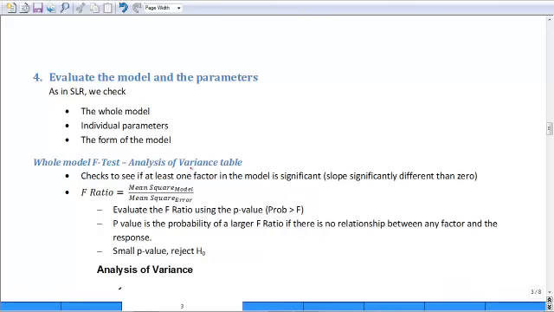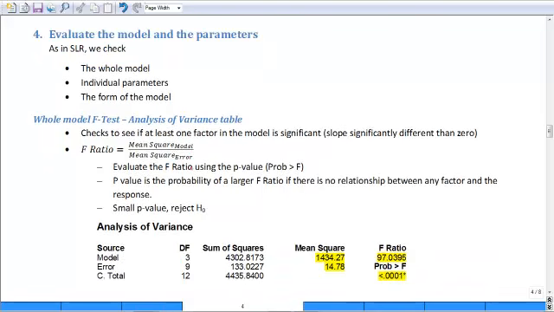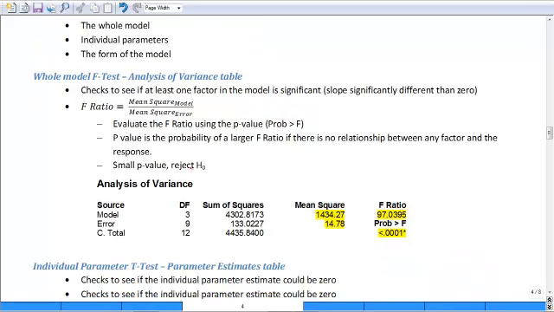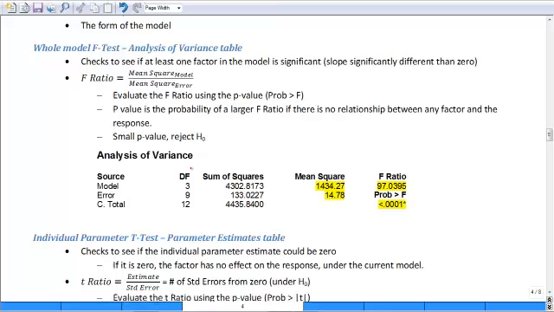In step 4, we're going to run 3 different checks. Number 1, we'll check the whole model fit. Number 2, we'll check individual parameters to see whether they're significant. And third, we'll check the form of the model to see if a linear model is correct and whether we've captured all of the information in the data. Under the whole model F test, we'll evaluate that in the analysis of variance table. What we're again checking here is the null hypothesis from step 2, that none of the factors in the model are significant. If that's the case, all of the parameter estimates are going to be 0.